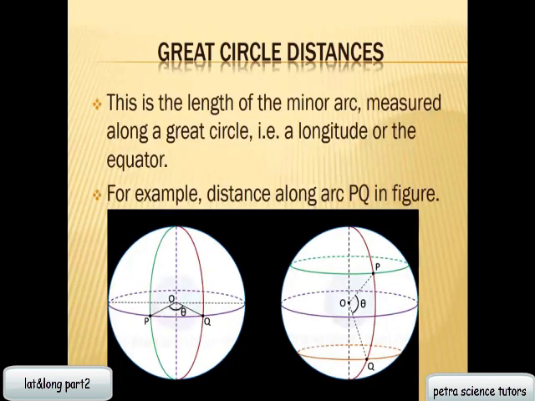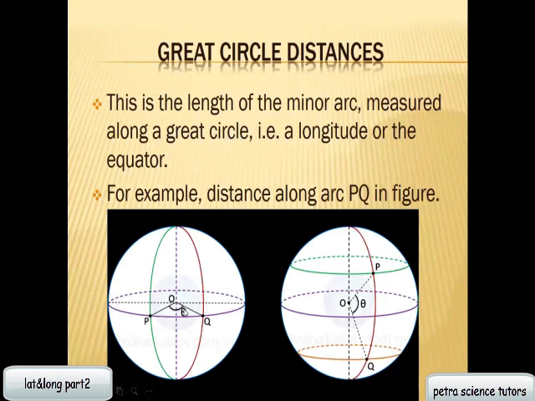Okay, let's go to the next subtopic: great circle distances. What do we mean by great circle distances? This is the length of the minor arc measured along a great circle. What I mean is that a great circle is either a longitude or the equator. Notice those are the only great circles we have.